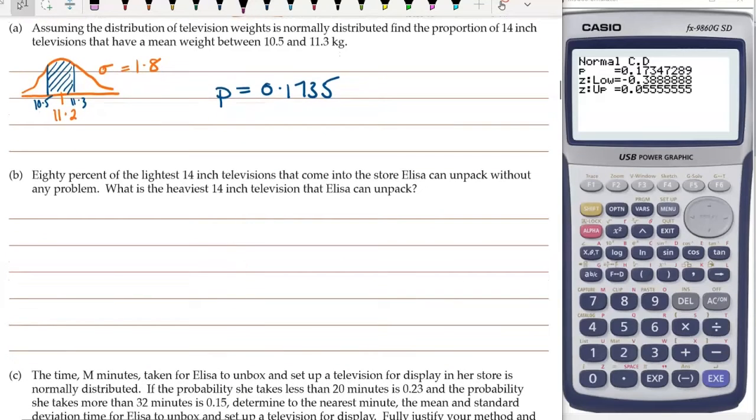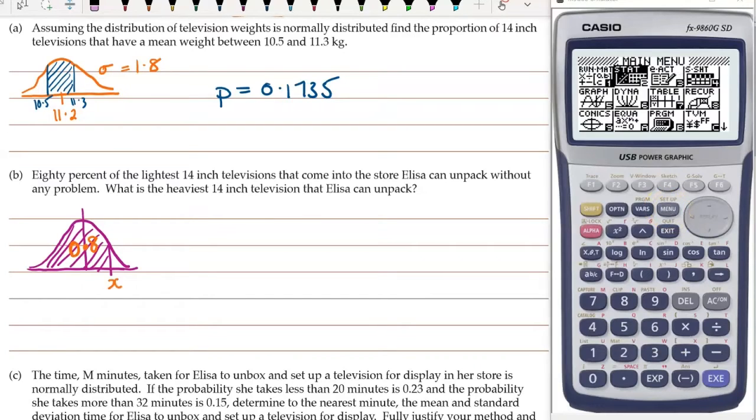To part B, we've got 80% of these TVs she can unpack without any problem. So the 80% that are the lightest, we're looking at as being this lightest 80%. So we have a 0.8 proportion in there. For this one, we want the inverse normal. Since we are working out the value of x, rather than the proportion, we've got the proportion, we're working backwards to find the x value that gives that proportion.